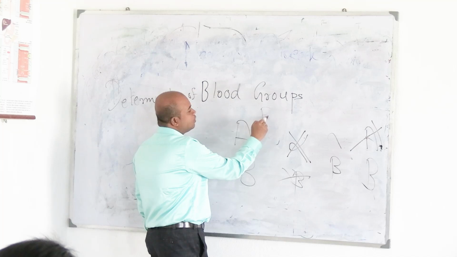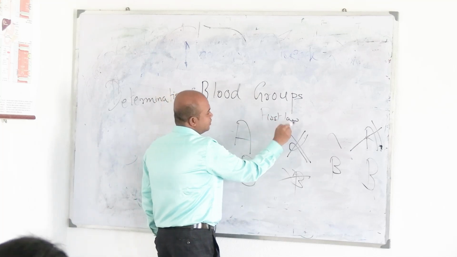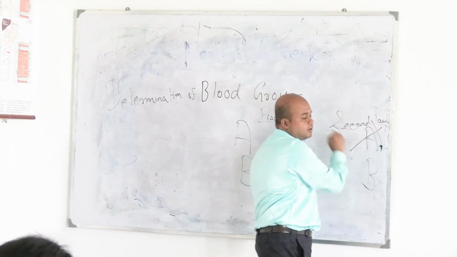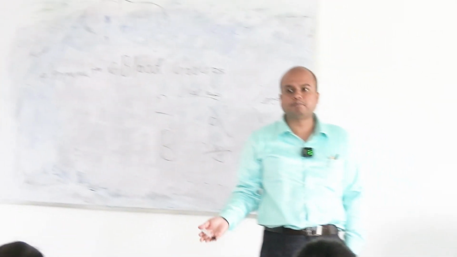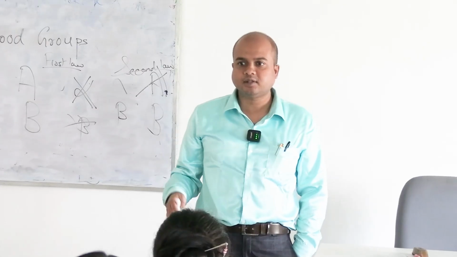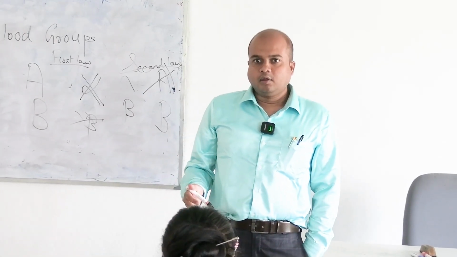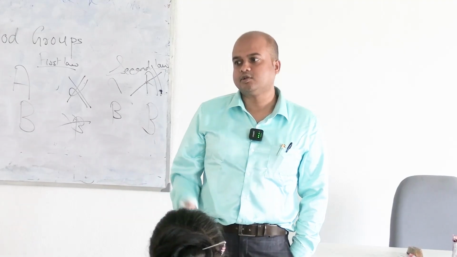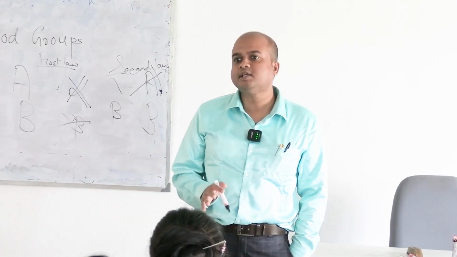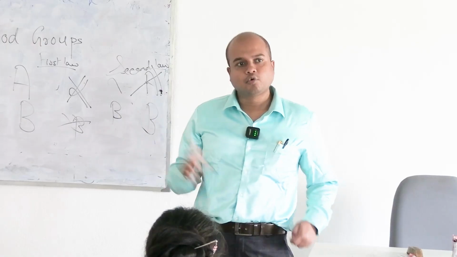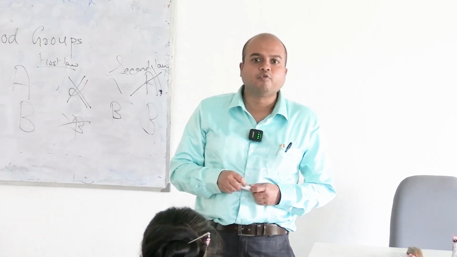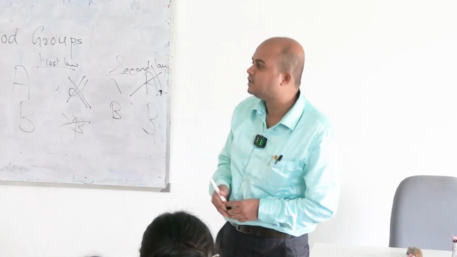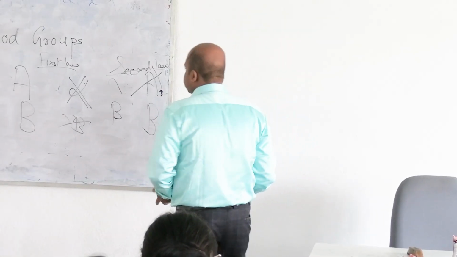So this is the first law, and this is the second law. What follows is that if A and B are both present, neither alpha nor beta can be present in the plasma. If none of the antigens are present, then both the antibodies will be present. A and B are the antigens recognized in the ABO system, and alpha and beta are the corresponding antibodies respectively. If the antigen is present, the corresponding antibody won't be present. If the antibody is present, the corresponding antigen won't be present.